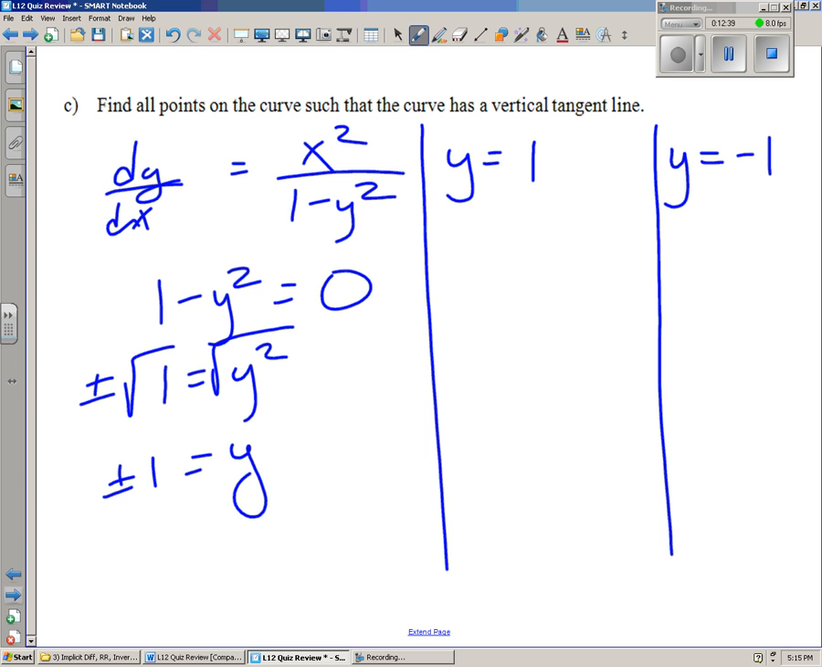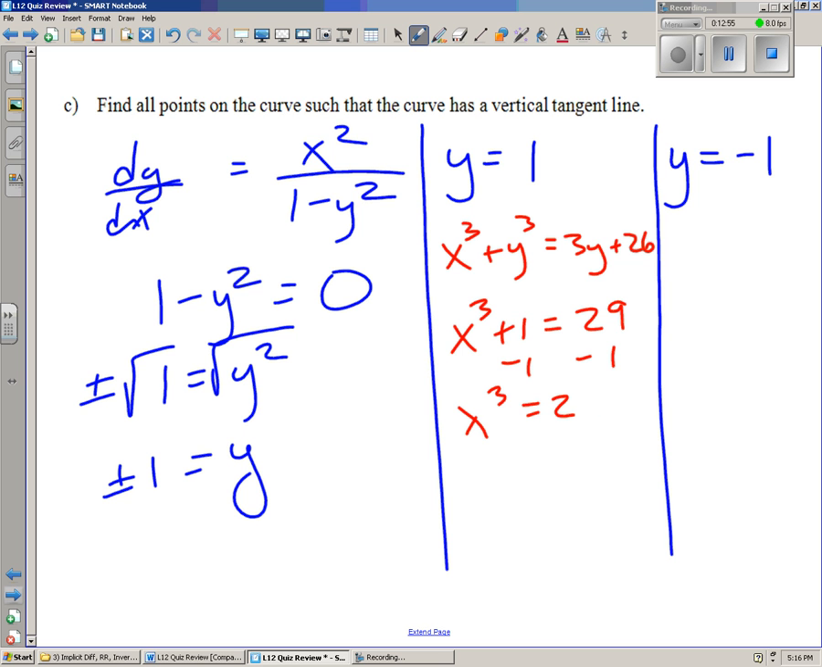So we go back to the original equation, which, if my memory serves me correctly, was this. And we're going to plug in y as 1. So we have x cubed plus 1 is equal to 3 plus 26, which is 29. We get x cubed is 28. And to solve for x, we could take the cube root on both sides. So x is the cube root of 28.